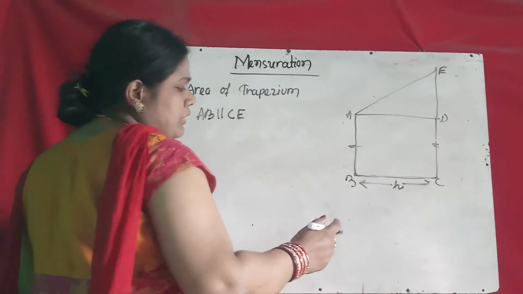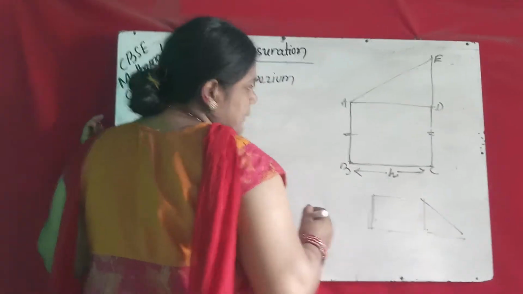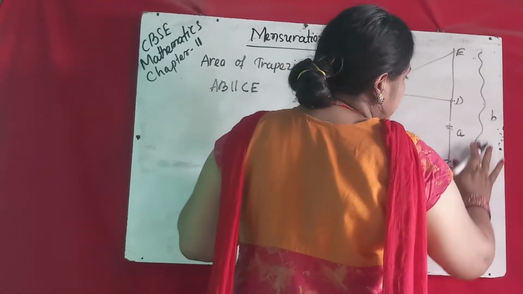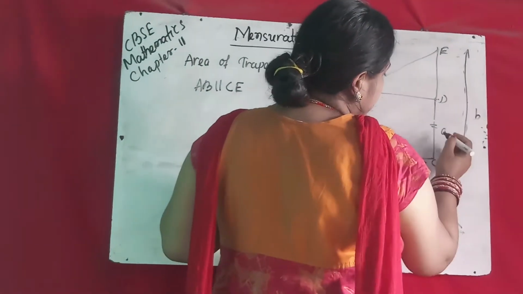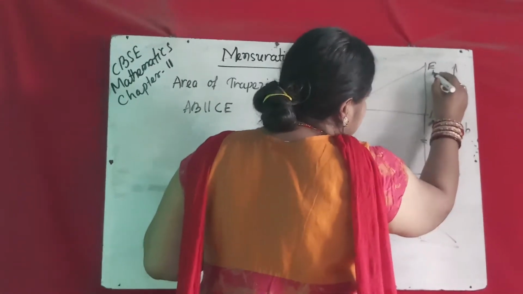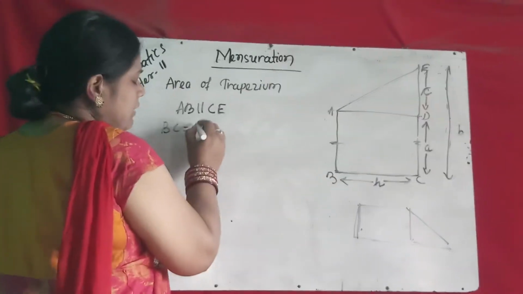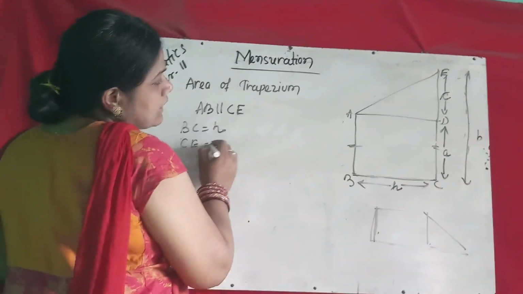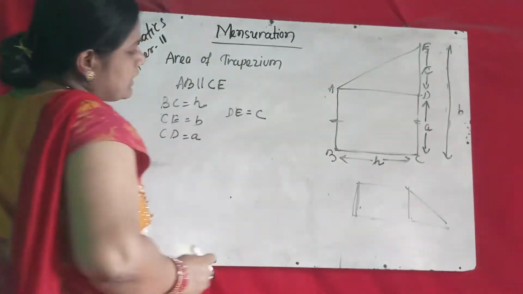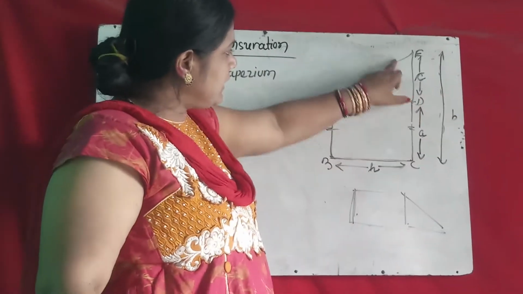Okay, height. If you convert it this way, this is H, this is B, and this is A. Suppose BC is equal to H, then CE is equal to B, CD is equal to A, and DE is equal to C. So BC is H, CD is A, DE is C, and CE is B.